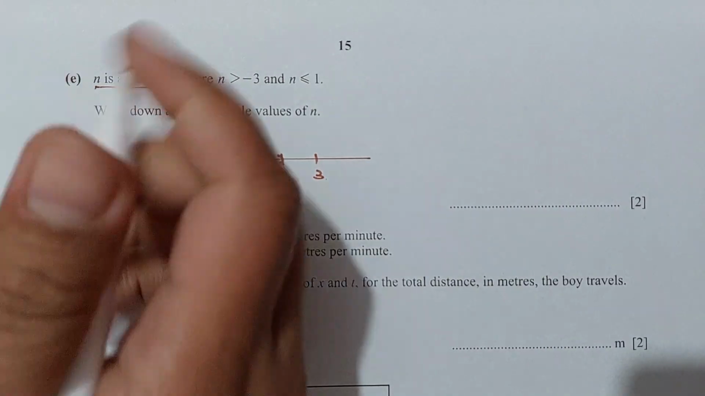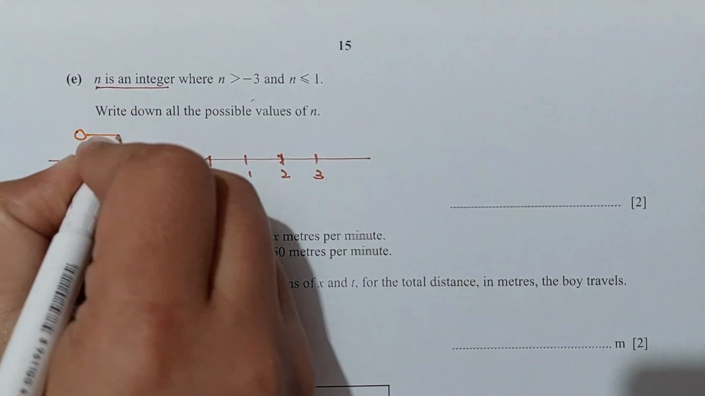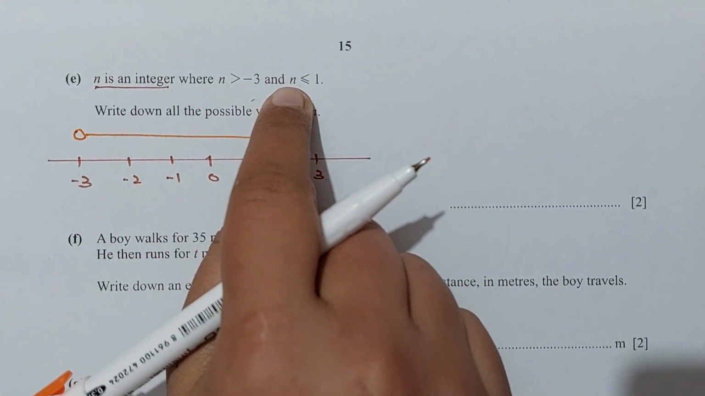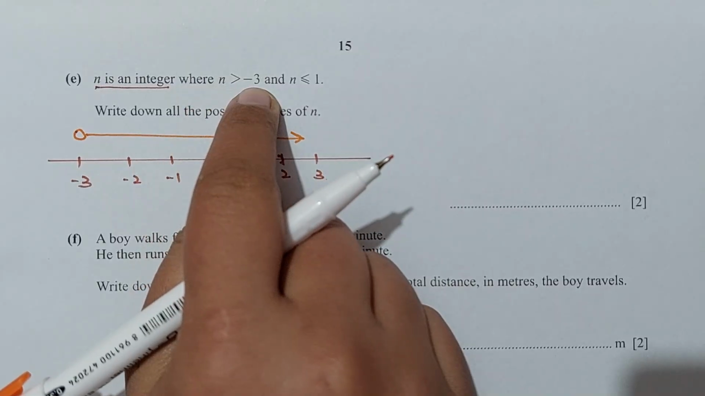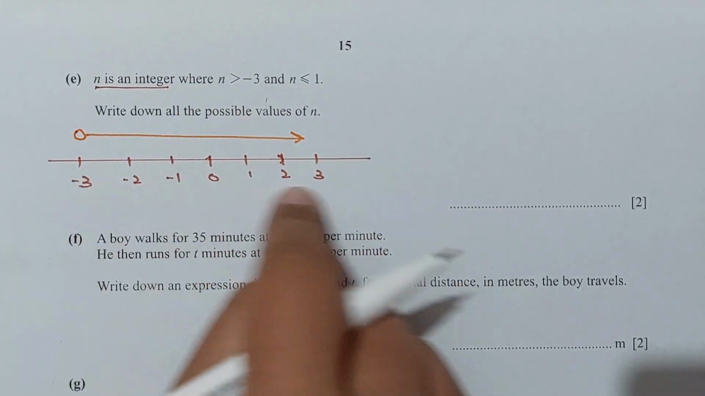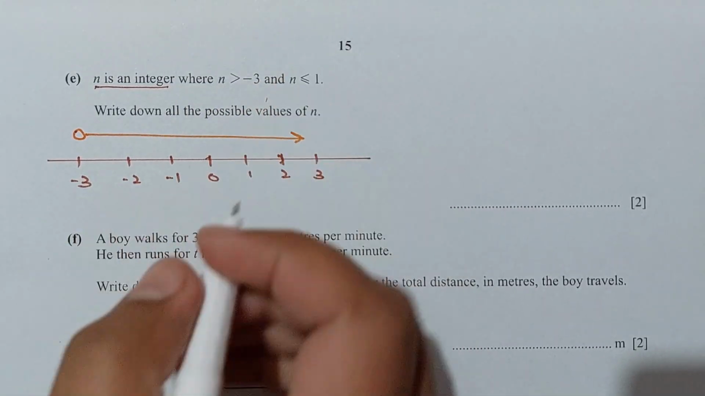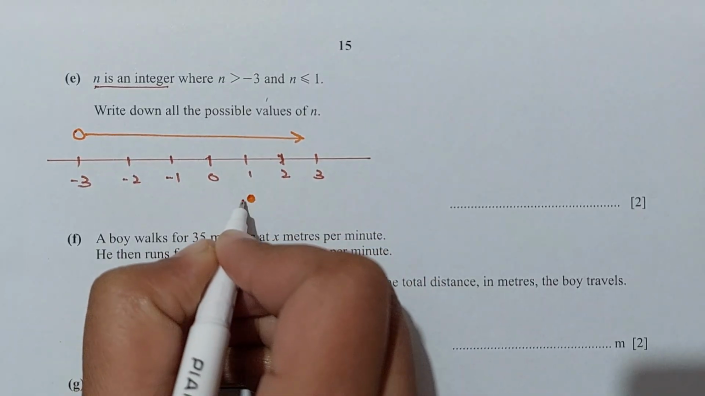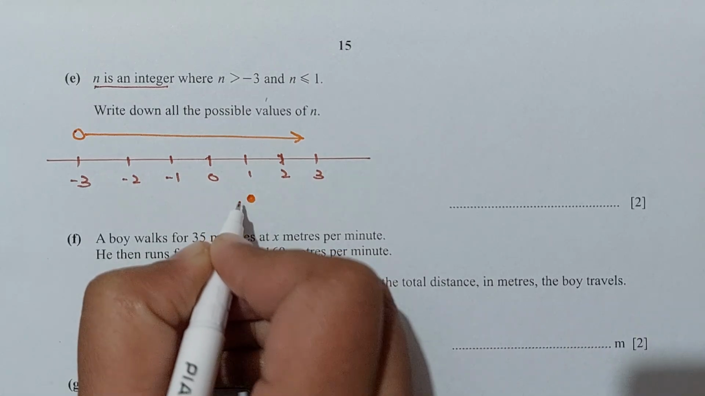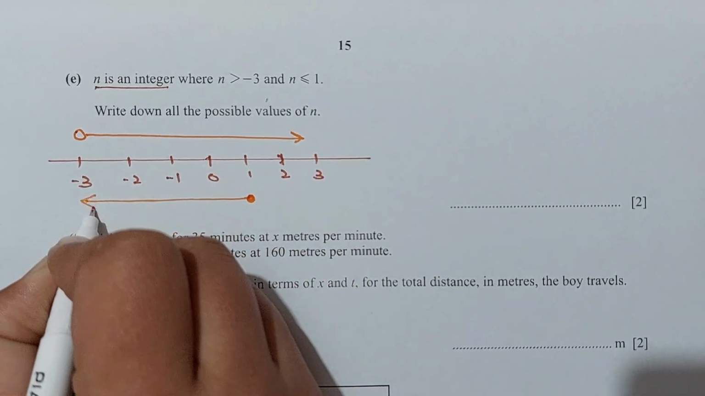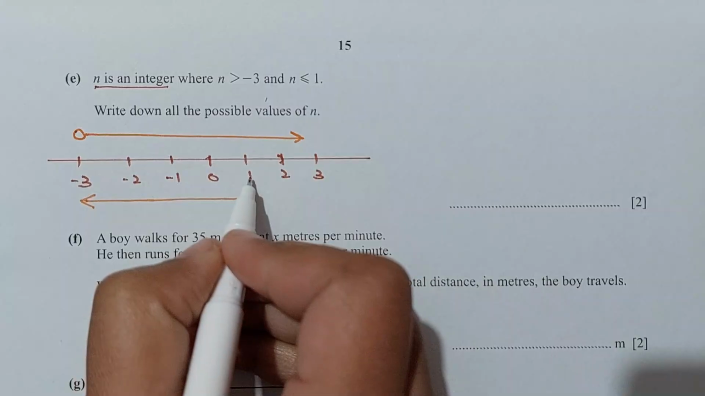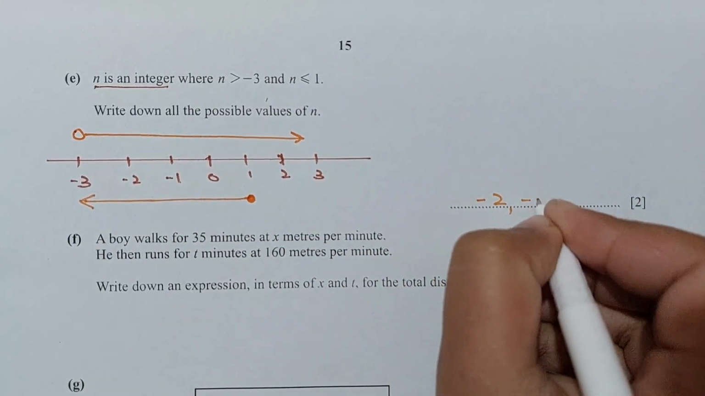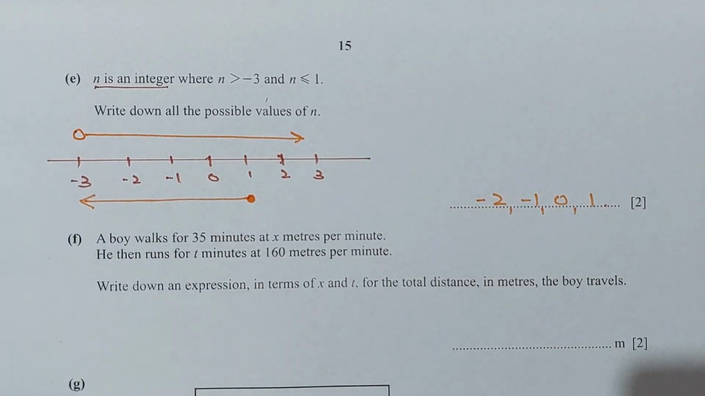These values are less than negative 3, and n is greater than negative 3, sorry. These are the greater values, yes. And n is less than or equal to 1. n is 1, the filled circle, and the values which are less than 1 are these. So what are the possible values of n? Minus 2, minus 1, 0, and 1.